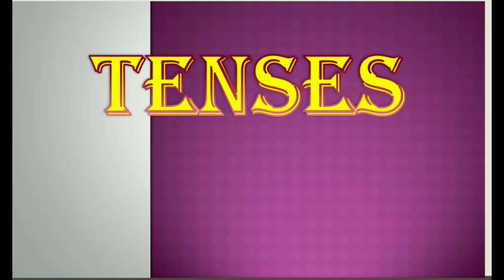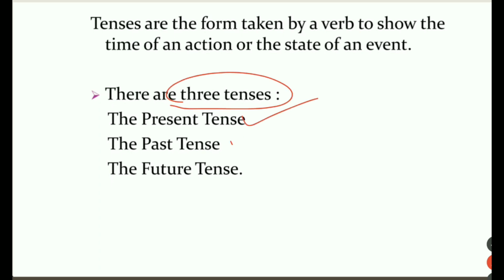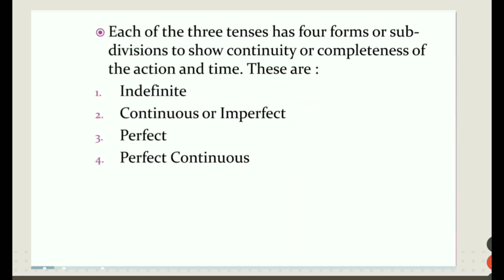So today we will see what are tenses. Tenses are the form taken by a verb to show the time of an action or the state of an event. There are three tenses: the present tense, past tense and the future tense. Each of the three tenses has four forms or subdivisions to show continuity or completeness of the action and time. Now, these are indefinite, continuous or imperfect, perfect, and perfect continuous.